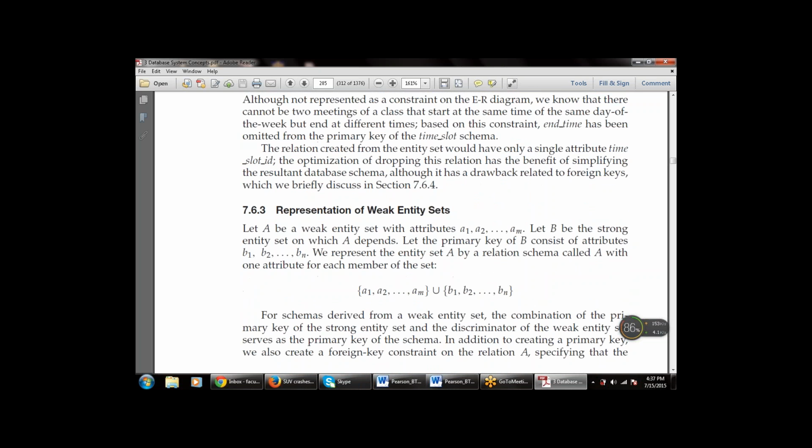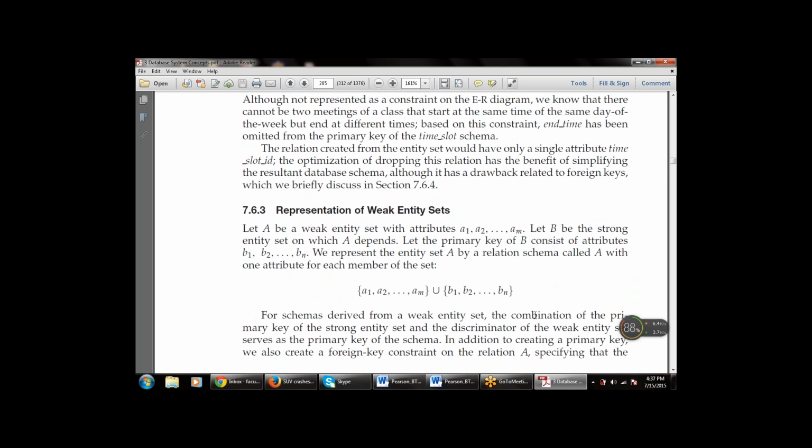Now, how to represent the weak entity sets? If there is a weak entity set that depends on the other entities, that will also be represented with the help of the weak entity set. Let A be a weak entity set with the attributes A1 till AM. Let B be the strong entity set on which A depends. Let the primary key of B consist of the attributes B1, B2, Bn.